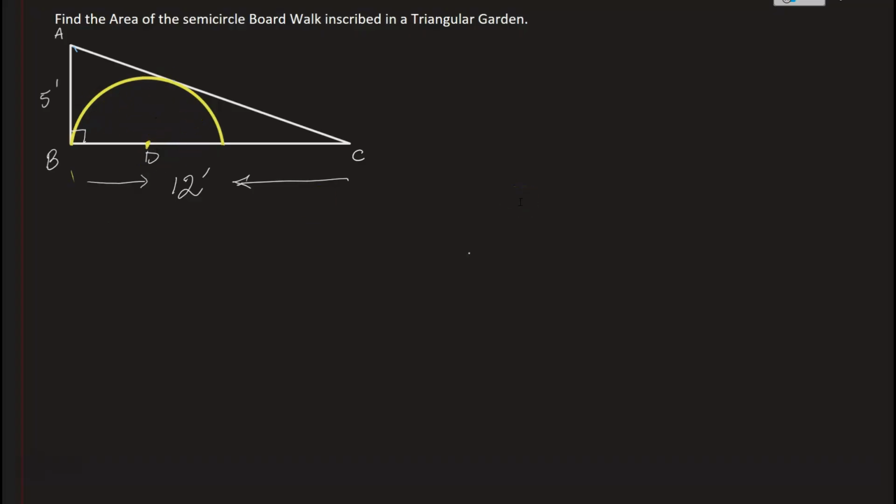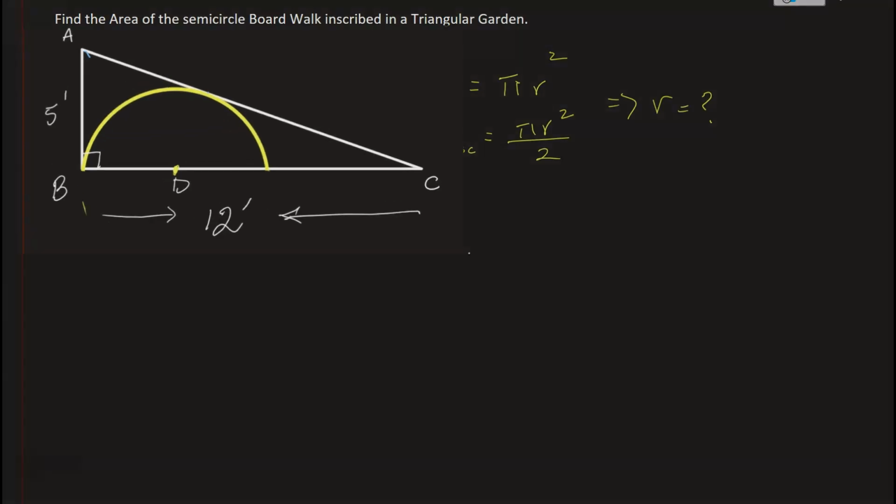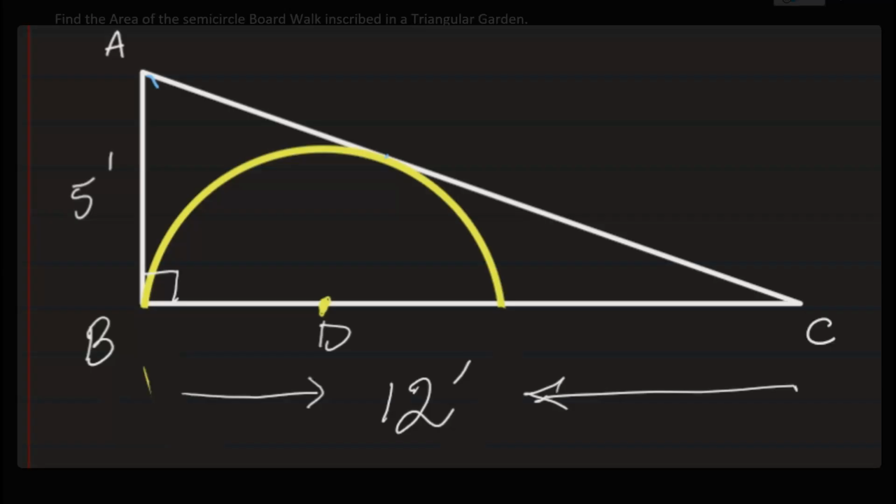Now, to find the area of the semicircle, you must have the radius. Because the area of a circle is pi r squared, the area of the semicircle is pi r squared divided by 2. So we need to find the radius. And while we're at it, we can find other pieces of information that may help us in solving this question. First, let's figure out what is missing.